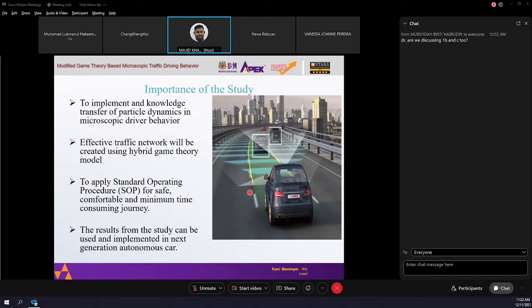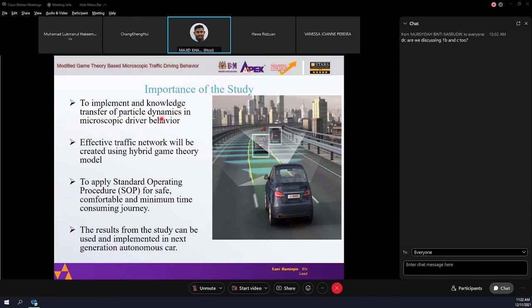From that particular PhD, we managed to implement a knowledge transfer of particle dynamics of microscopic driving behavior. Why? Currently, we can use the algorithm developed by him in autonomous cars. Autonomous car means the car that needs no driver. They can drive on their own. Actually, we already have an autonomous car. Our algorithm is already implemented in Cyberjaya. They already started to have a place where there is an autonomous driver.